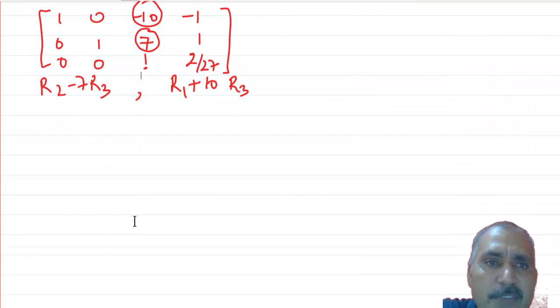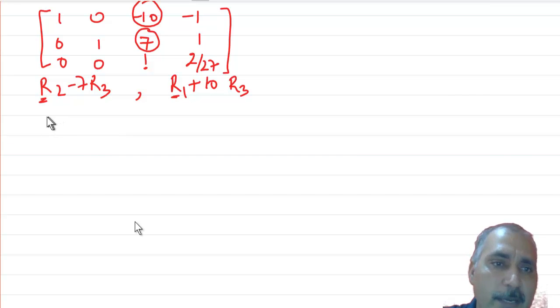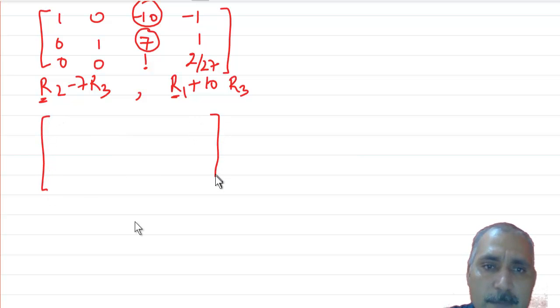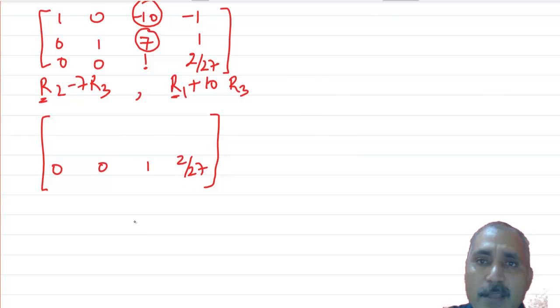This time we are changing the row number 2 and row number 1. So row number 3 will remain as it is. So we will copy paste the row number 3 first, and then we will be doing the operation. Row number 3 elements are 0, 0, 1 and 2 by 27. Let us do the rough work first.